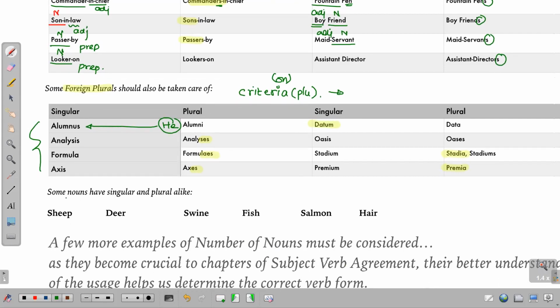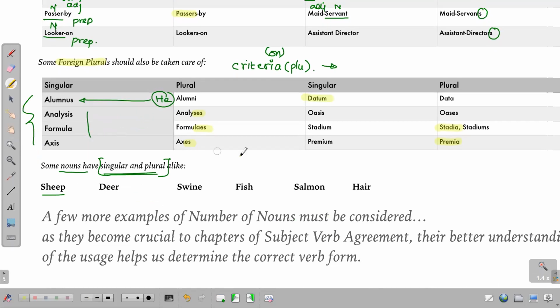And then there are certain nouns which behave like both, which can act like singular and plural alike. So especially words like sheep, deer, swine, fish, salmon, hare act like they have no s, they are singular. However, there is a catch. Whenever these nouns are used in a countable sense, they can have the s. Okay, s can be attached.